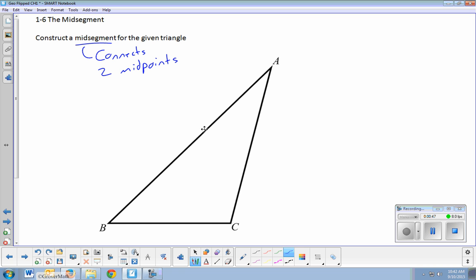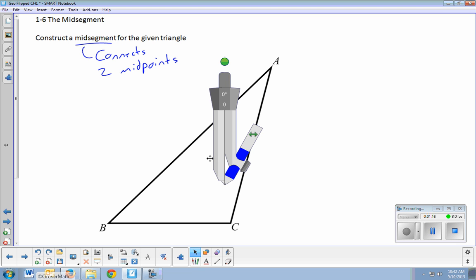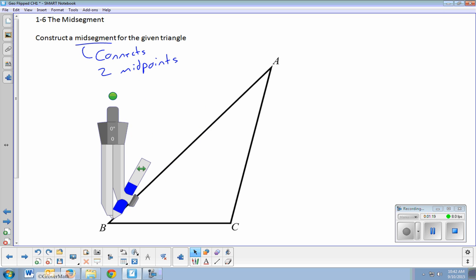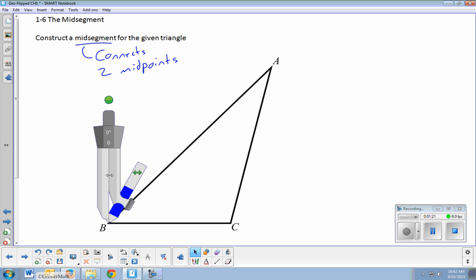Well, just like the median, you have to know where the midpoint was. So really, the construction is all about finding midpoints, and that's exactly what we did in the last video. We found the midpoint and connected it to an angle and drew a median. Well, if we find two midpoints and connect them, that's our mid-segment. So once again, the perpendicular bisector construction is what we use to find midpoints. It's really just more of that perpendicular bisector construction, which we told you was probably the most important construction because it's used in so many different things.